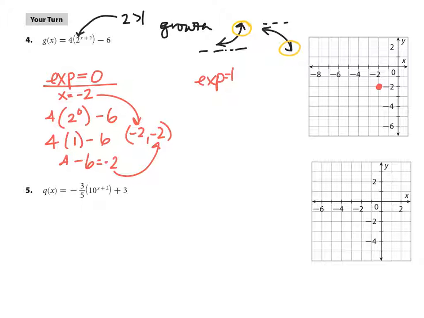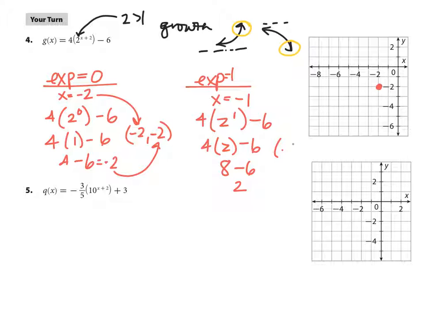All right, then I'm going to do the same idea. Now I want an exponent of 1 because that's another easy one to deal with. So here, to make an exponent of 1, I need x to be -1, right? If you plug -1 into that exponent, that'll give you a positive 1. So that's going to be 4 times 2 to the 1 minus 6. That's just 4 times 2, and 4 times 2 is 8, minus 6 is 2. So this ordered pair is -1, 2. And again, this is growth, so I know that this is going to be going up this way.